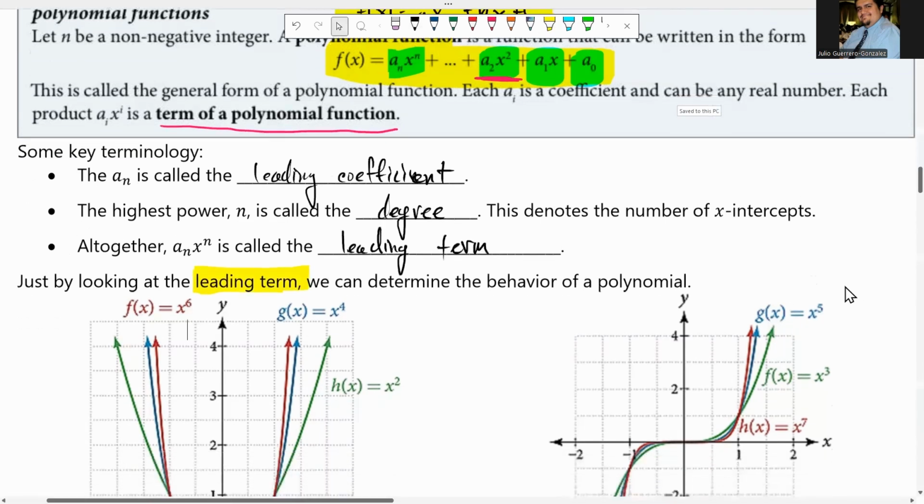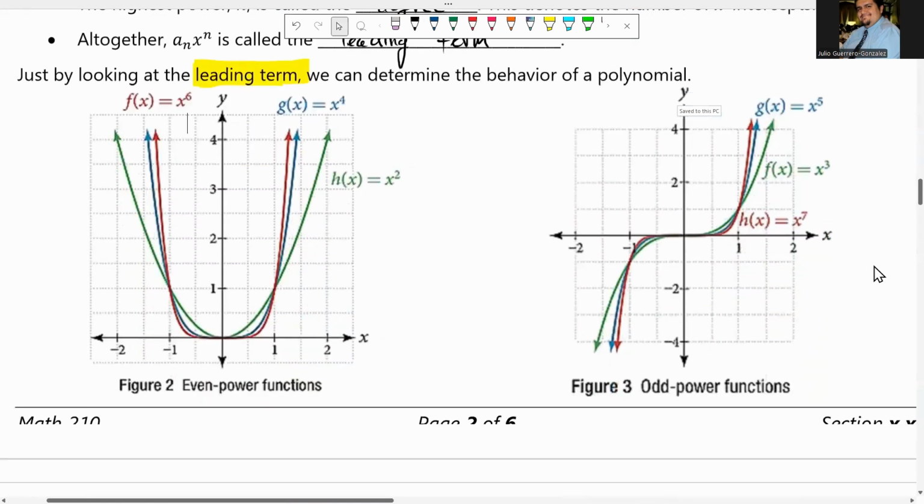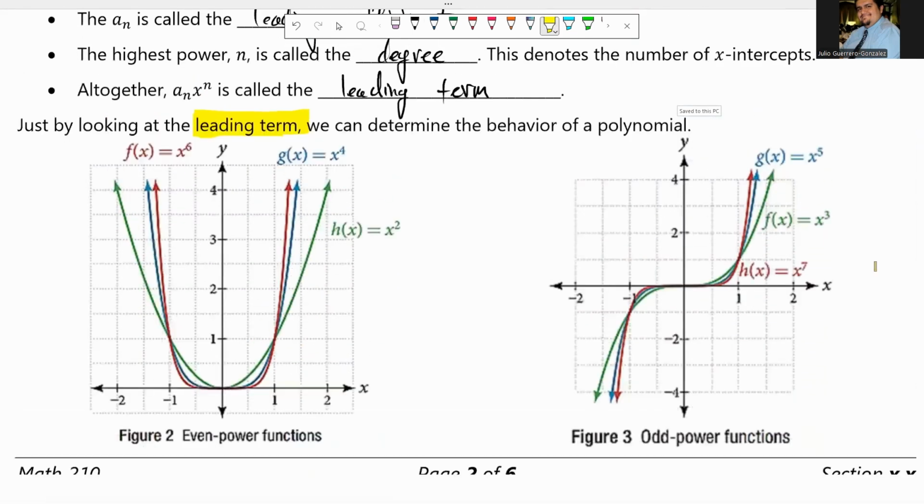And this is what is built into it. Even powered leading terms have this kind of shape. They have a U shape of some sort. These are a little misleading. In actuality, what I want to say is this: if your leading term is even, it's going to do something like this.